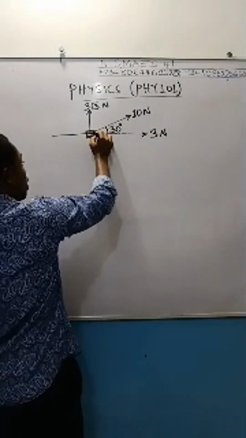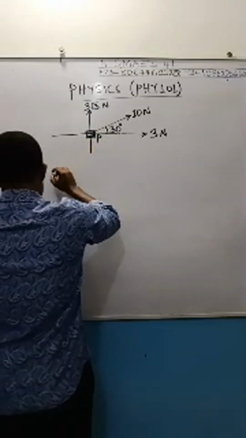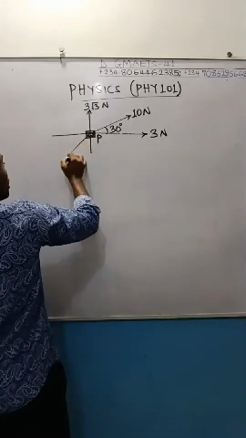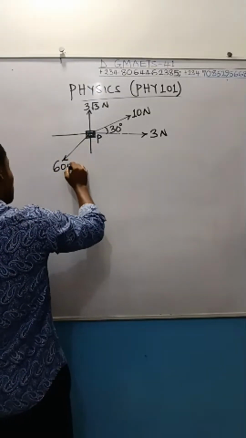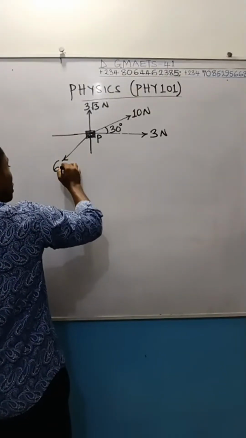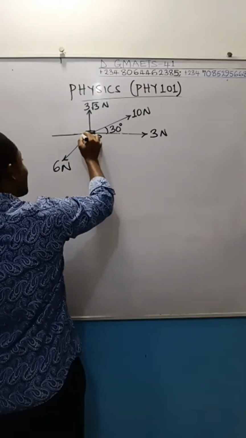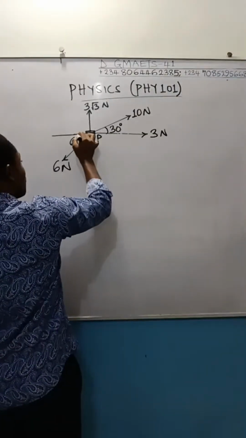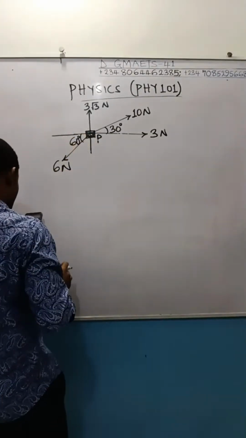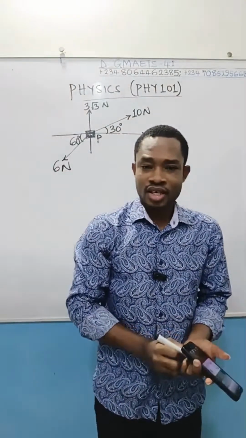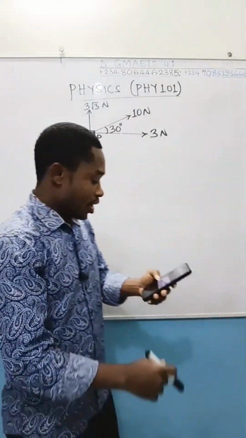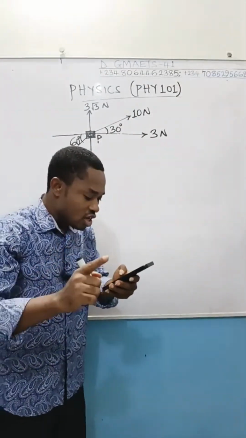This particle is called P. Then we have a force this way. This is a force of 6 Newton, and it acts at 60 degrees from the negative x-axis. And this is pretty cool. This is the diagram. This is the diagram.